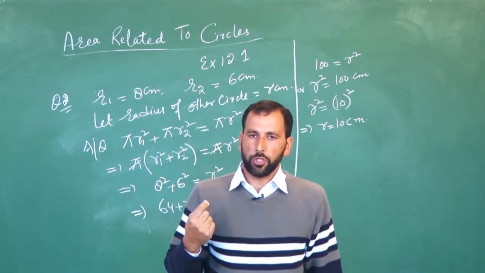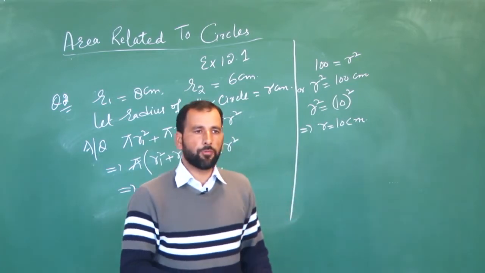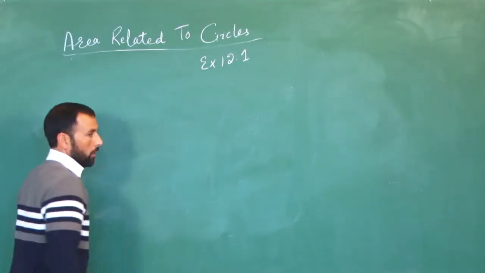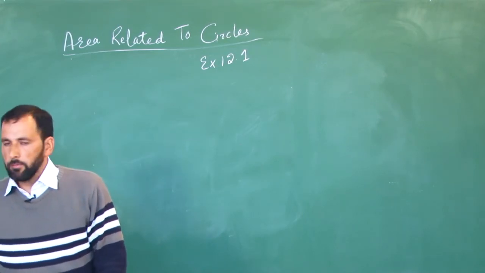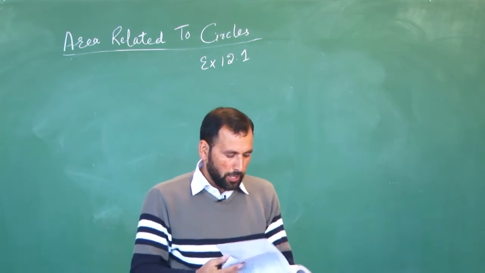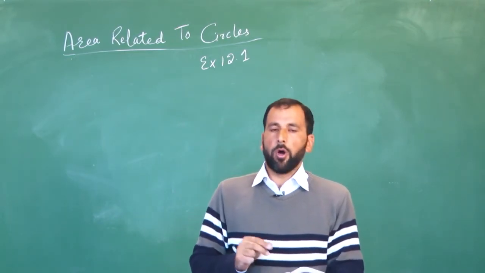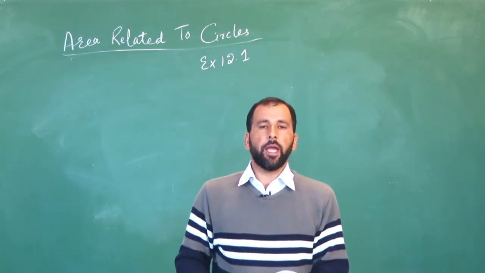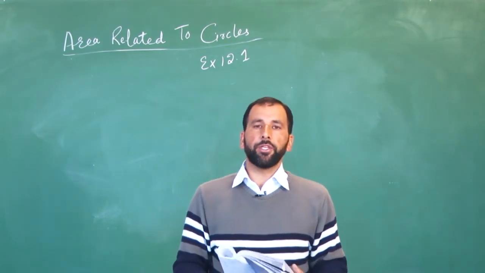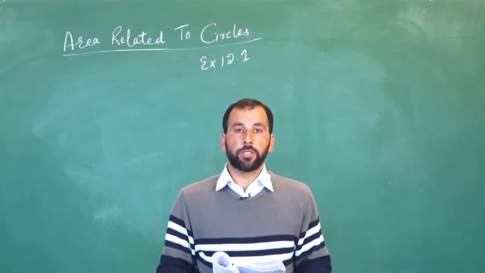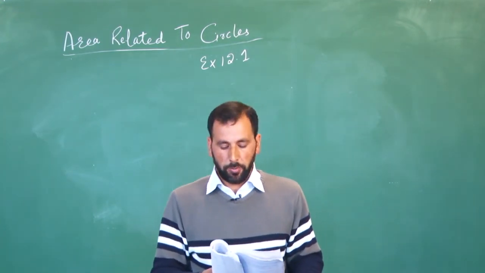Now this one is the question 2. Now we take another example from the same exercise, that is question number 4. So question number 4 from the same exercise is here. Exercise 12.1, question number 4 is: the wheel of a car is of diameter 80 centimeter. How many complete revolutions does each wheel make in 10 minutes when the car is traveling at a speed of 66 km per hour?